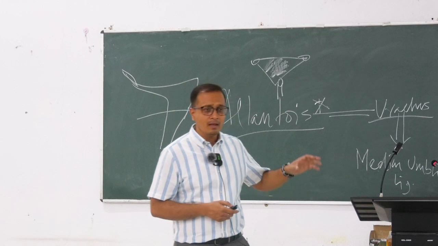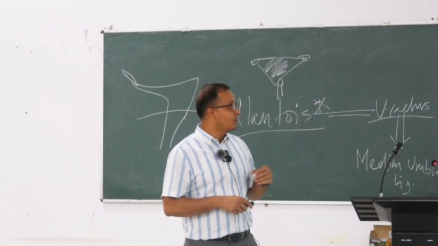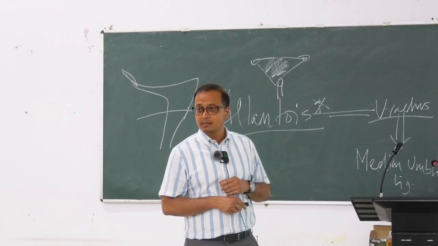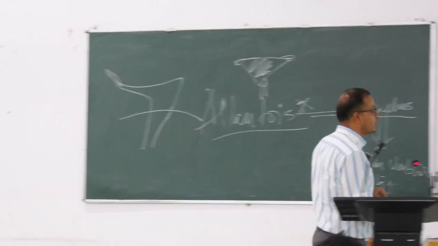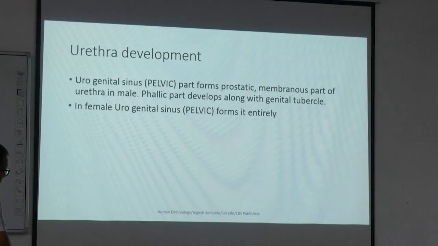So, in the male, the urethra develops from the region we call the urogenital sinus. Again coming back to the urogenital sinus, the lower part of the urogenital sinus we call the pelvic part.